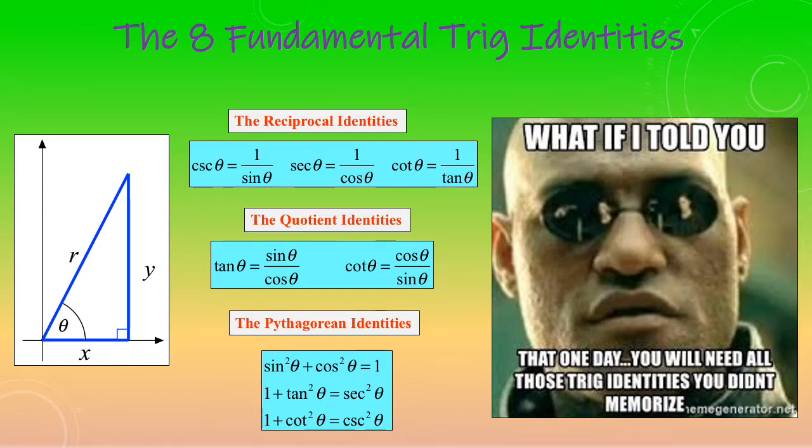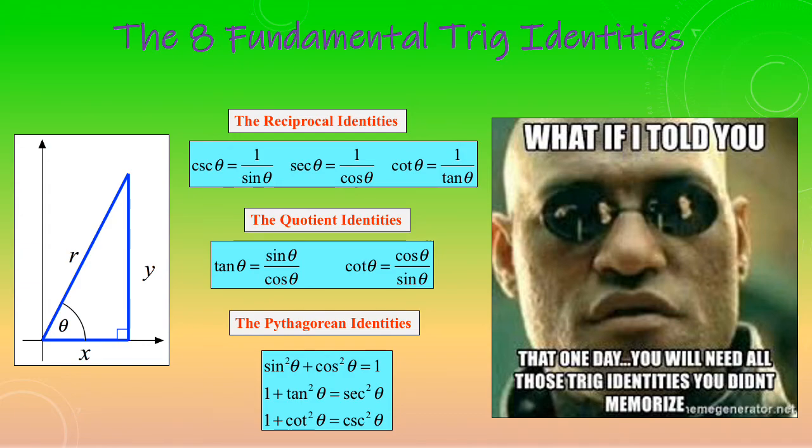Just as you did with the basic trig functions, it is vital to memorize the 8 fundamental trig identities, as you will use them over and over again. Do what you need to do to memorize them. Make flashcards or write them down and have someone test you, but it is important that you know them backwards and forwards.